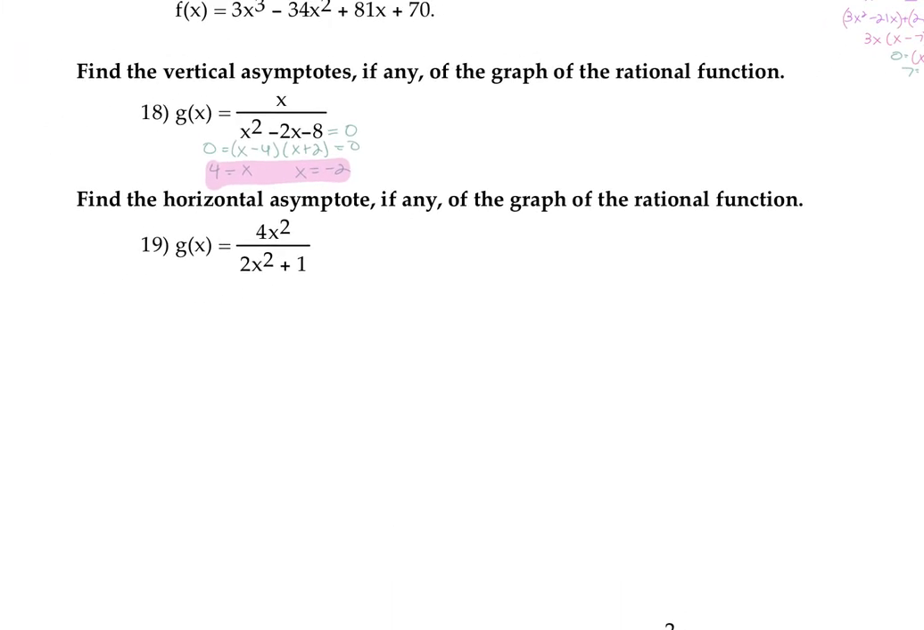For 19, we look at the exponents in the top and the bottom, the highest, and they are the same. So this is one of the leading coefficient cases. It would be y equals the leading coefficient of the top, which is the number on the front there, which is 4, over the leading coefficient of the bottom, which is 2. So y equals 2. Again, you need the y equals because it's an equation, a line. So you need the equation.